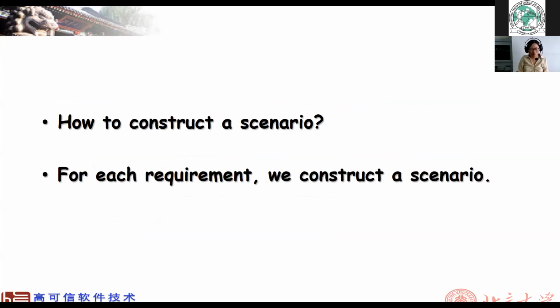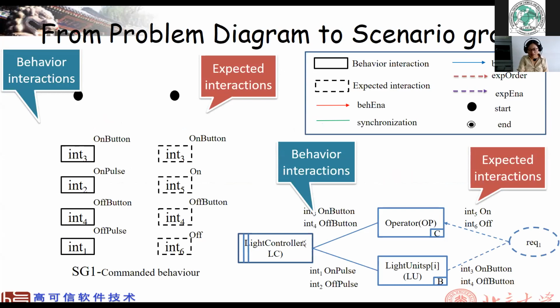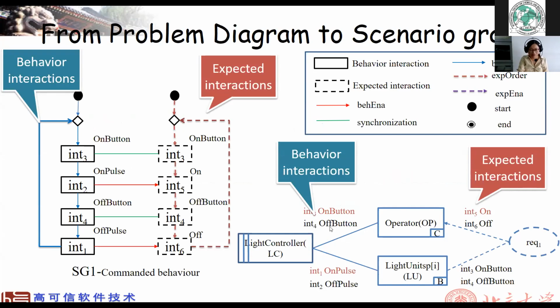How to solve the problem goes into how to construct a scenario, and we define that for each requirement we construct a scenario. A scenario is an interaction between the environment and the system. So this is the problem diagram of the light controller, as we have said. We find there are interactions. The interfaces are interactions, and the requirement reference and the constraint are interactions too.